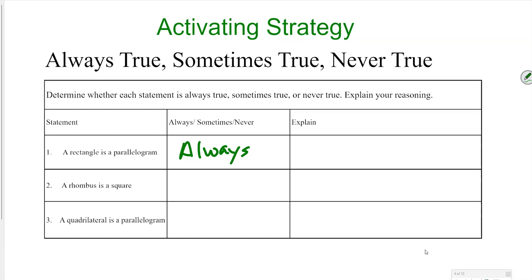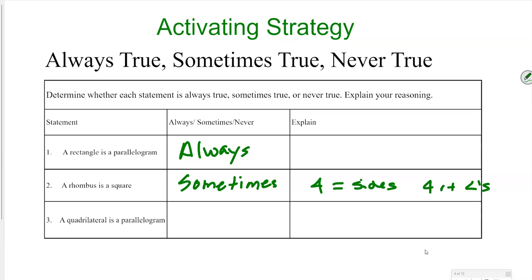Okay. A rhombus is a square. This is sometimes true. Why? Because a rhombus means it has four equal sides, right? But a square also has four right angles. That's an angle symbol, okay?